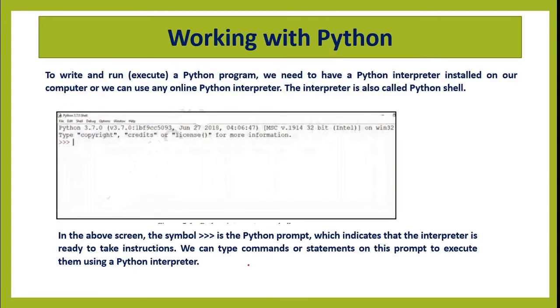The next one, working with Python. To write and run a Python program, we need to have the Python interpreter installed on our system, or we can use any online Python interpreter. The interpreter is also called Python shell. So this is the example screenshot of Python shell. In the above screen, the triple greater than symbol indicates the interpreter is ready to take the instructions.